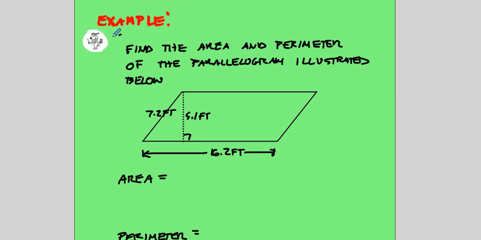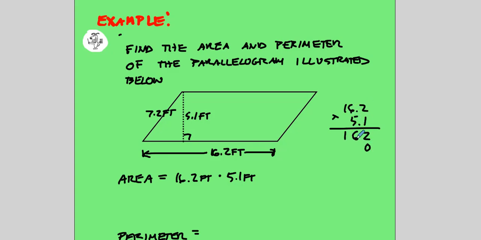Alright, so now let's do an example. Find the area and perimeter of the parallelogram illustrated below. So for the area, the base is 16.2 feet and the height is 5.1 feet. The area units are going to be feet squared, but I have to take 16.2 times 5.1. So I'm multiplying there. 2 times 1 is 2. 6 times 1 is 6. 1 times 1 is 1. Put a placeholder 0 there.